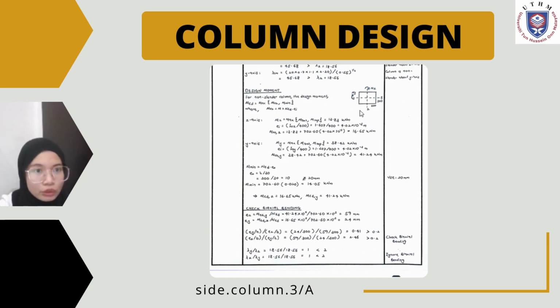Due to moment occurring on both axes, the biaxial bending should be checked. So for this part, we must check biaxial bending because the value that we got is more than 0.2, while for this formula, we ignore it because 1 is less than 2. This is to prevent problems from happening.